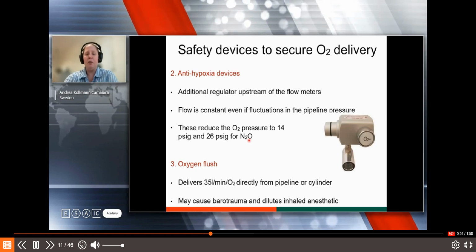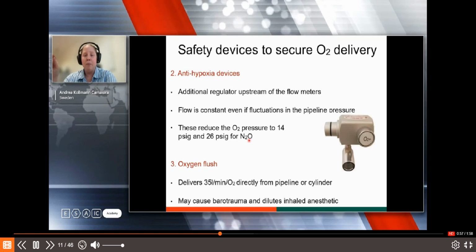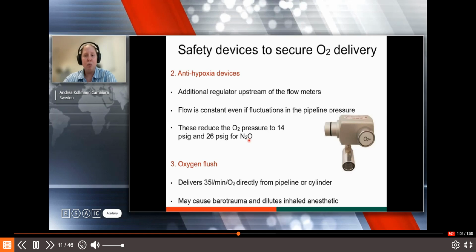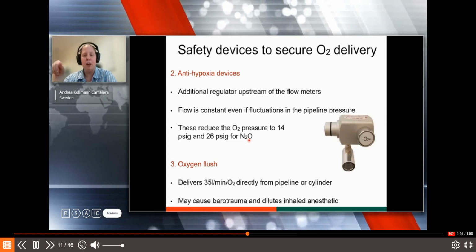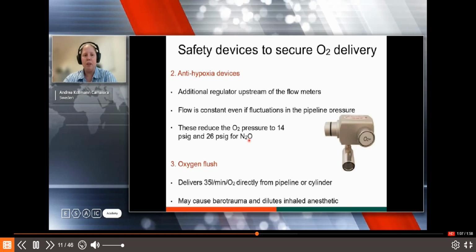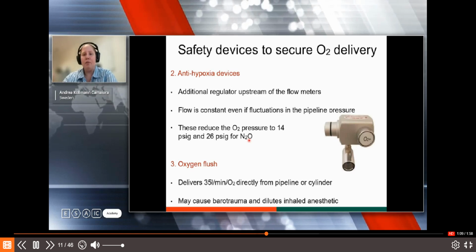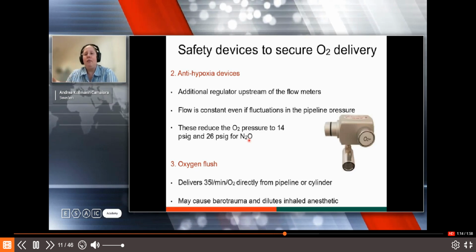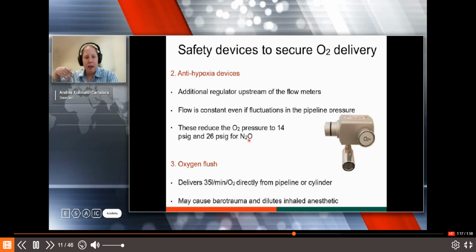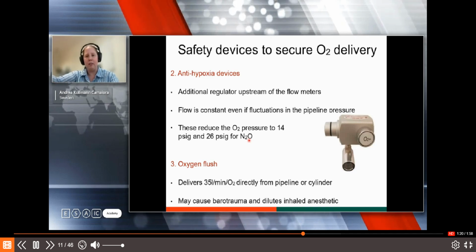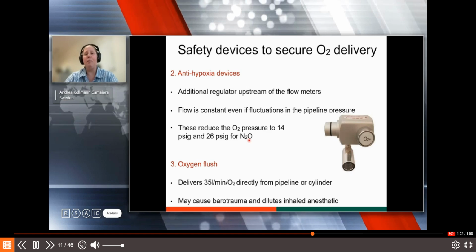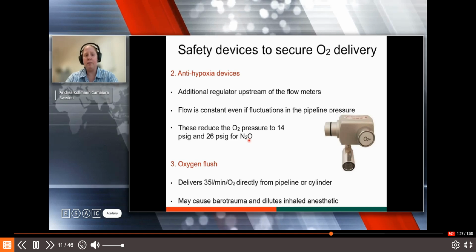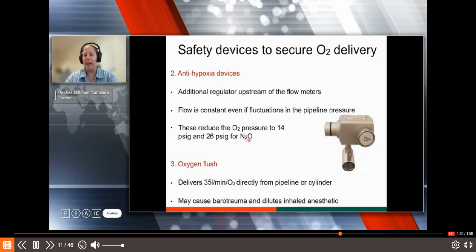But you remember that I told you that the intermediate pressure system has a pressure of 3 to 4 atmospheres. So what's the problem if you keep the oxygen flush on for extended periods of time? Well, you can cause barotrauma. And of course, if you're using inhaled anesthetics, say sevoflurane at 2%, but you put 35 liters per minute into that system, then that 2% will become very diluted. So another consequence of using the oxygen flush is that it can dilute the inhaled anesthetics.